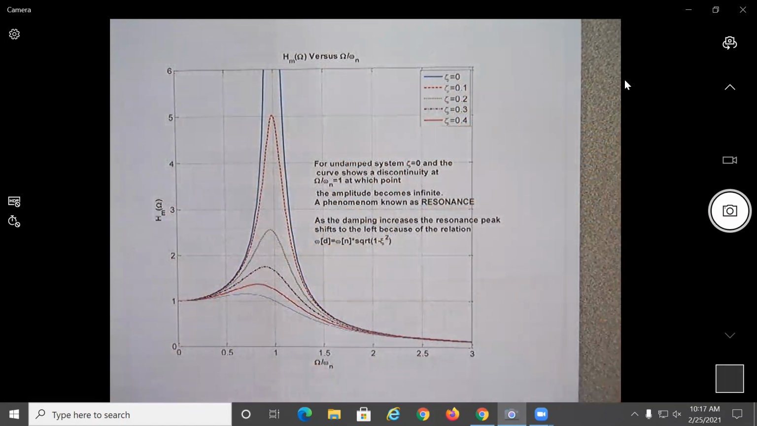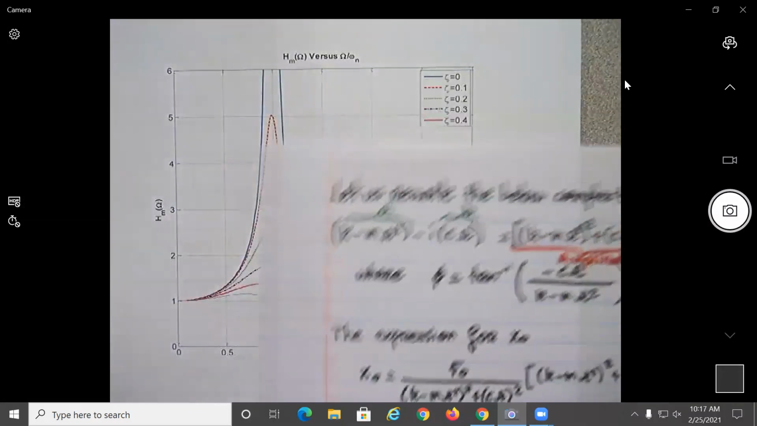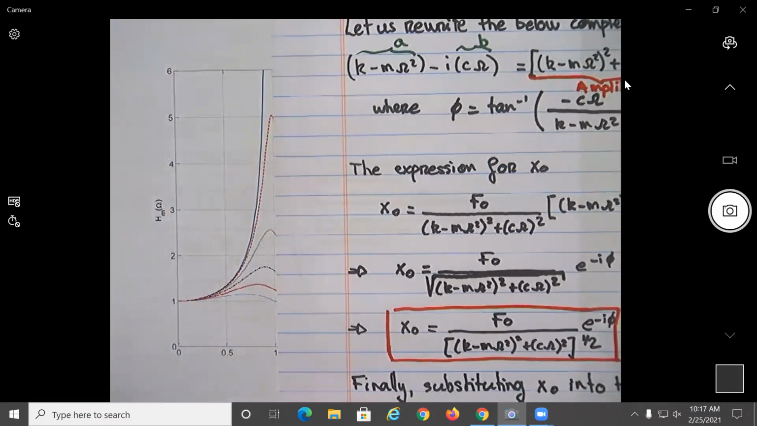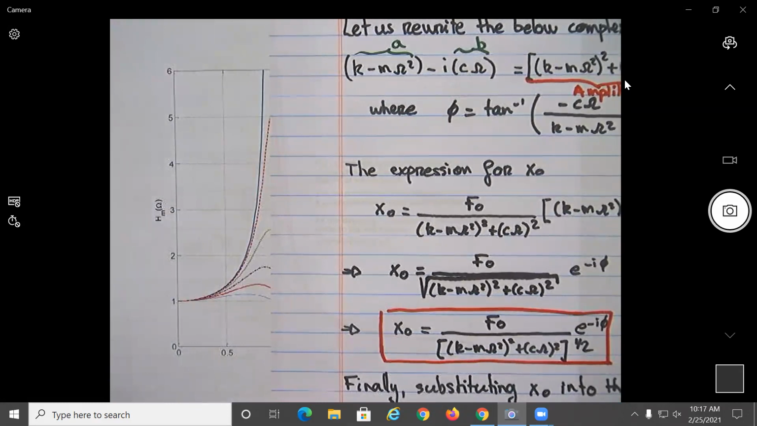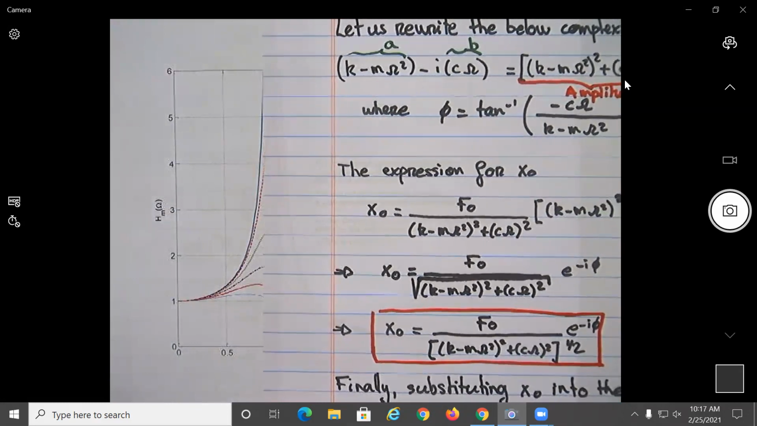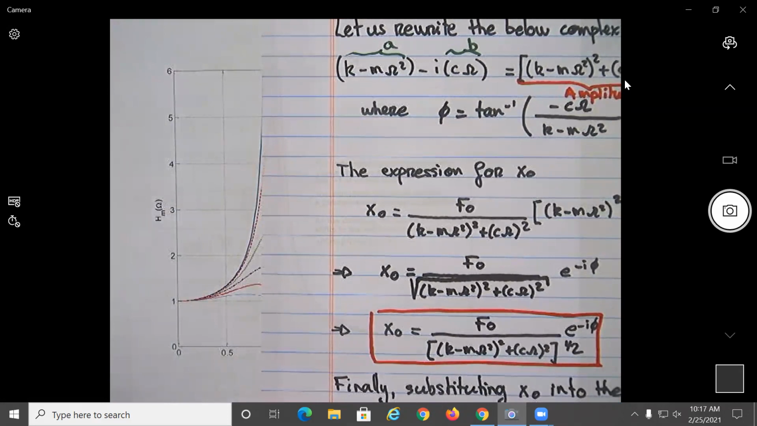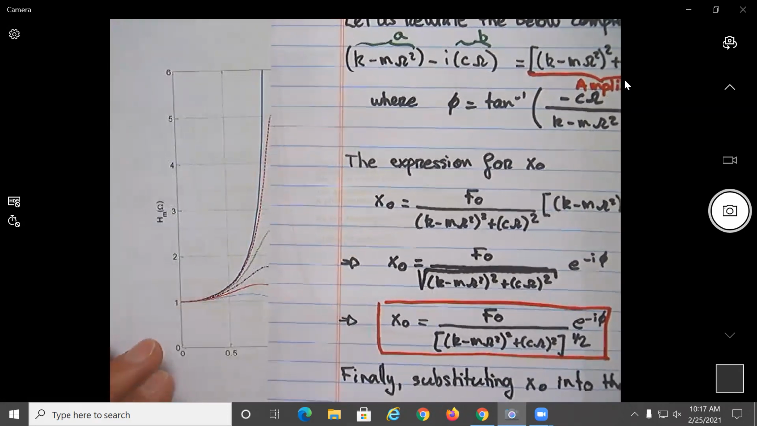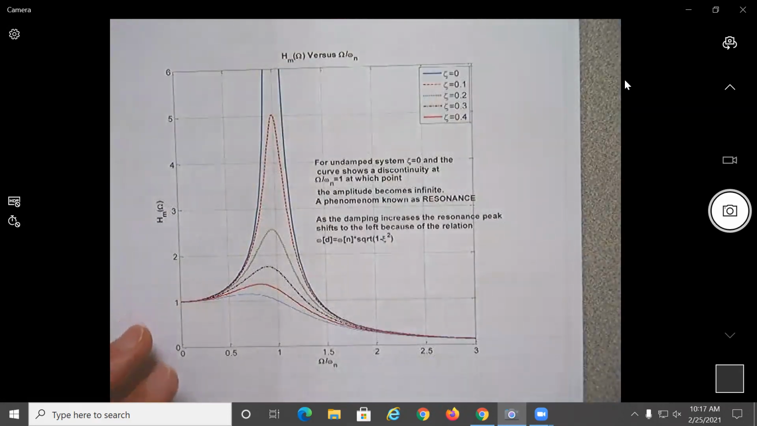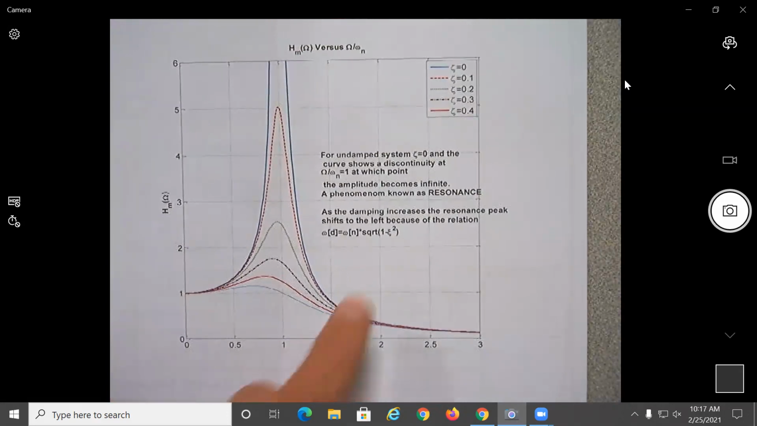Here maybe it's hard to observe, I don't have a ruler, but something that also should happen is that, if this is 1, you can see that as the damping increases, the peak moves to the left. Does that make sense? I'm going to show you now with the equation. Basically it's right over here.